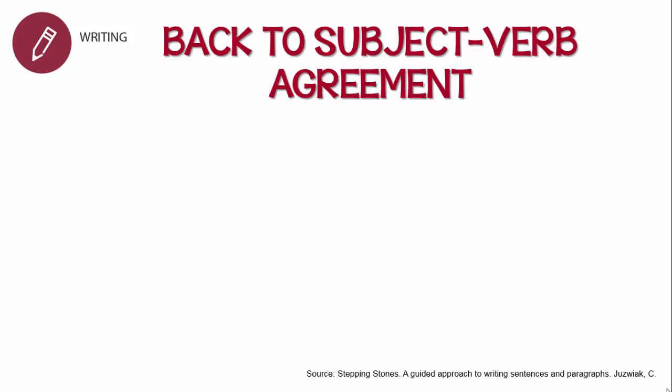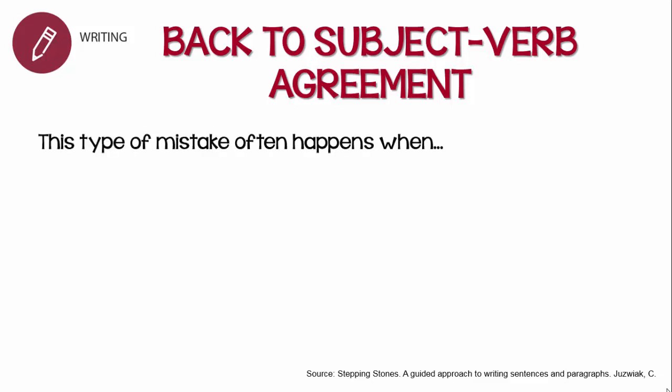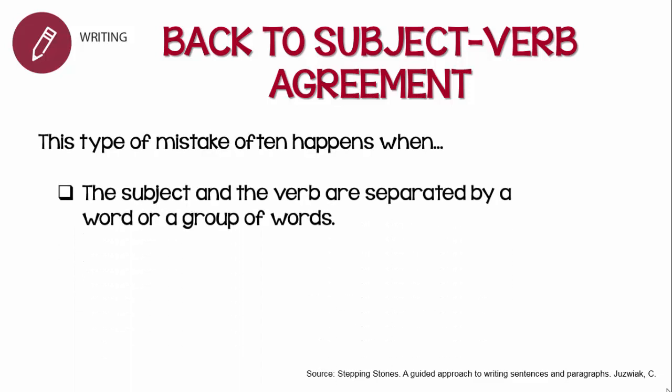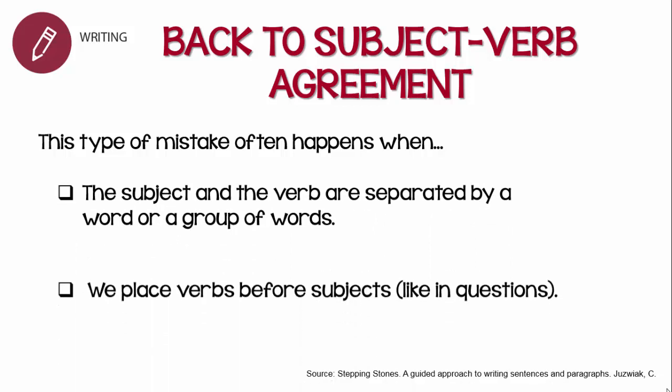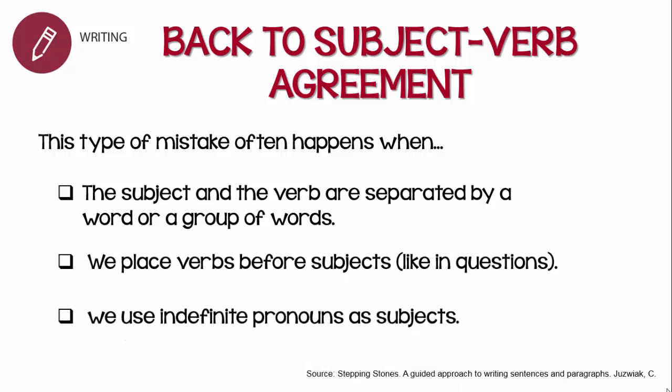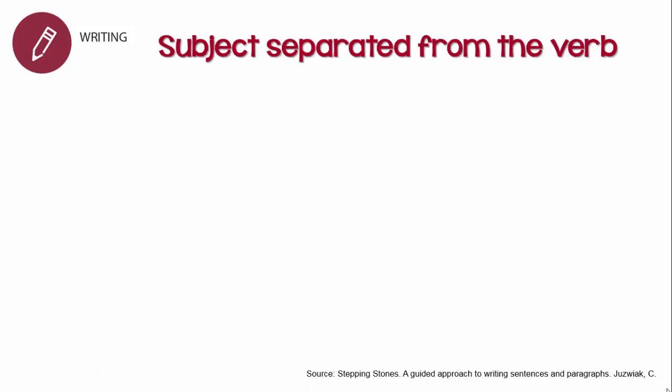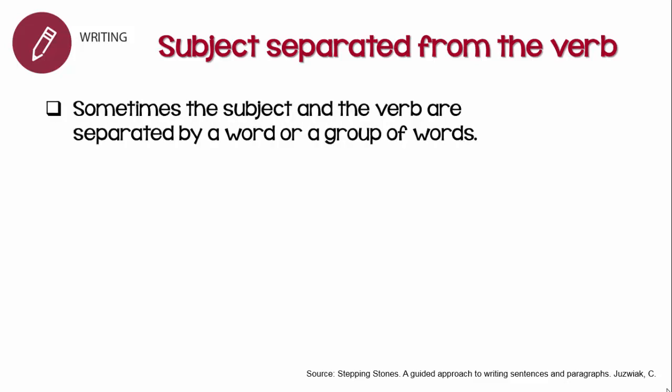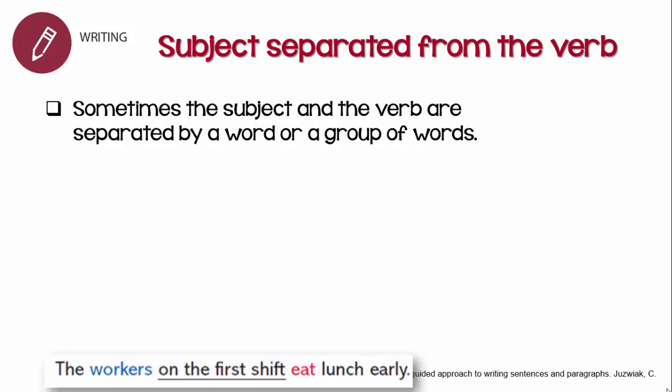Let's go back to subject-verb agreement. This type of mistake often happens when the subject and the verb are separated by a word or a group of words, when we place verbs before subjects like in questions, or when we use indefinite pronouns as subjects. So let's analyze the first case, a subject separated from the verb. Sometimes the subject and the verb are separated by a word or by a group of words.